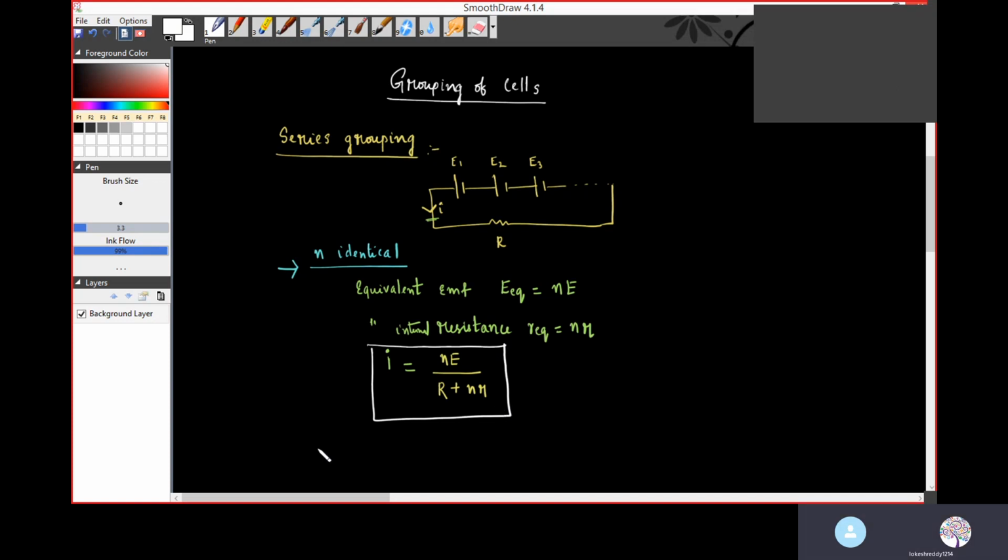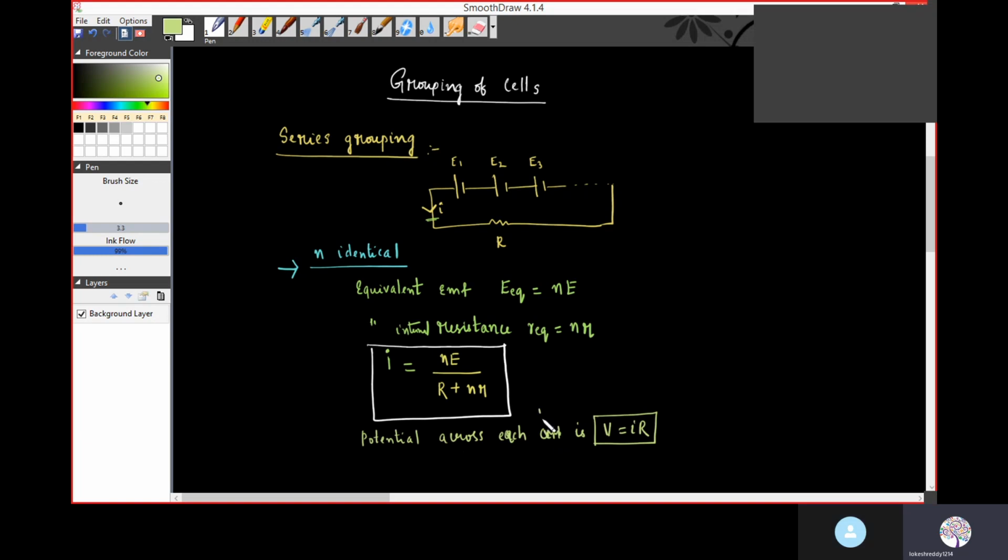Then the potential across each resistance, V, is equal to I into R. The potential difference across the resistor is V is equal to IR.